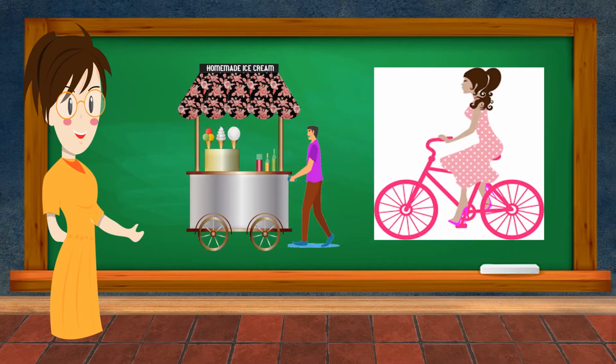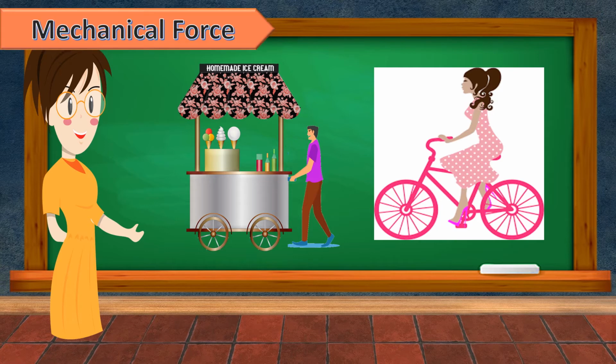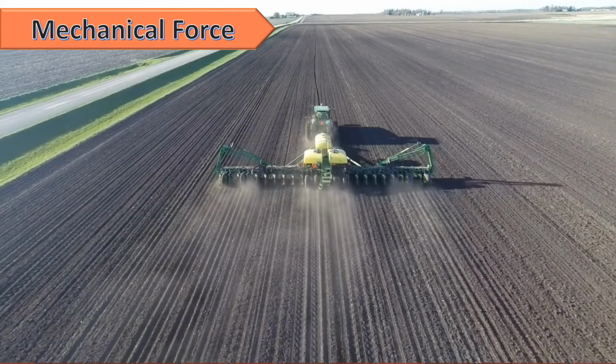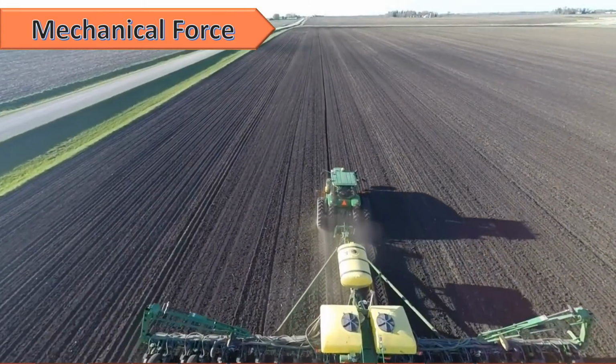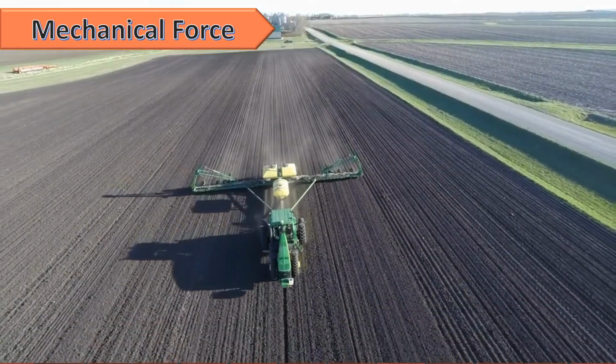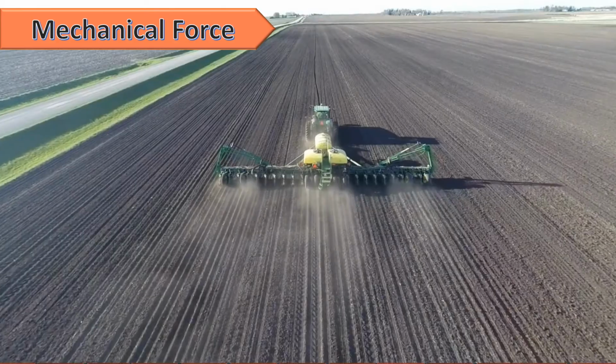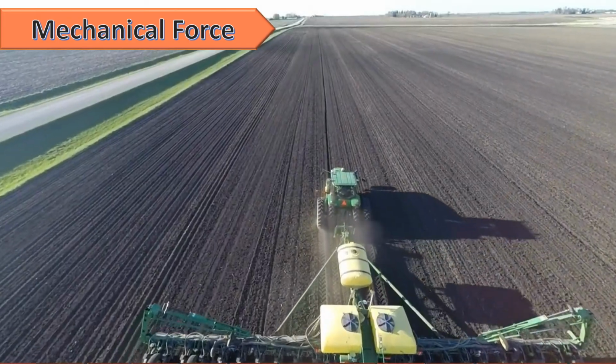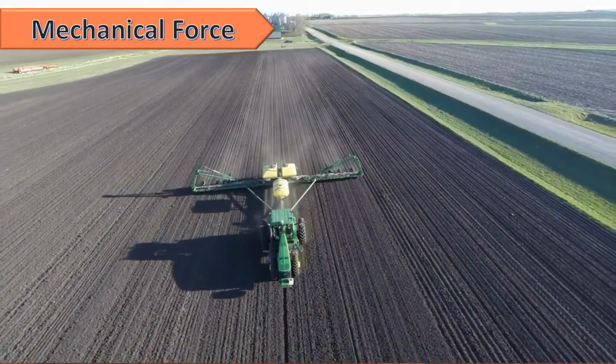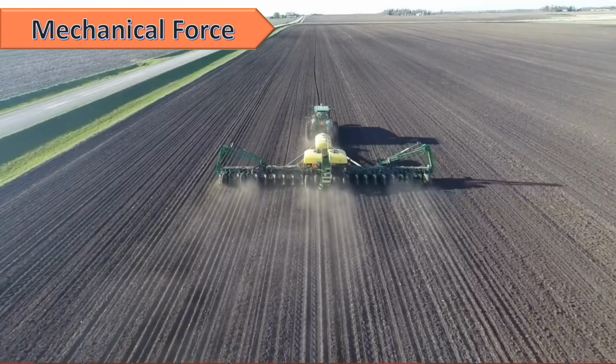In the previous topic, we saw that for running vehicles like handcarts and bicycles we have to use muscular force. Now, we see what is a mechanical force. Here you can see the farmer, who is plowing with the help of the tractor on his farm. While plowing, which force does he have to use to operate the tractor? What do you think?